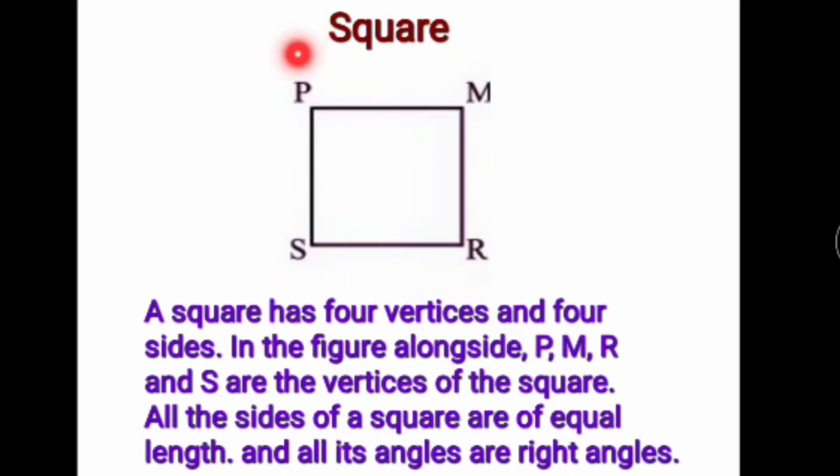Now next figure is square. A square has 4 vertices. In the figure alongside PMRS are the vertices of the square. All the sides of a square are of equal length and all its angles are right angles. These all sides are equal in length and all angles are of right angles.